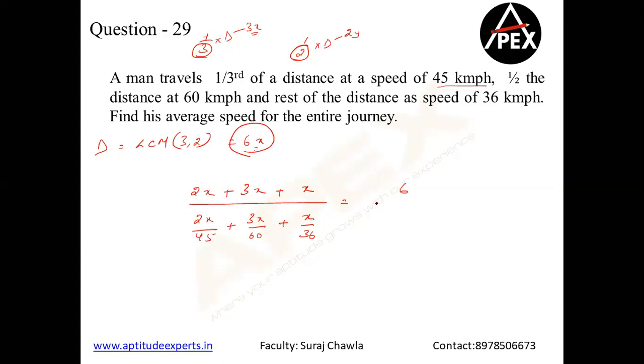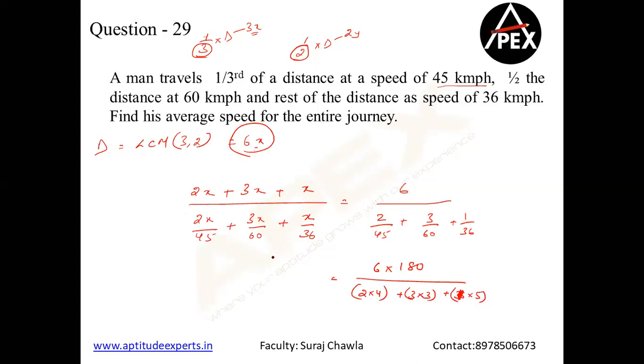Your answer is going to be 6 divided by 2 by 45 plus 3 by 60 plus 1 by 36. If you're good at calculation, the LCM is going to be 180. So I'm just simplifying the calculation for you guys. This would be nothing but 6 into 180. Now 45 into 4 is 180. I'm skipping one step, okay? 60 into 3 is 180. And 36 into 5 is 180. Sorry, 1 into 5.